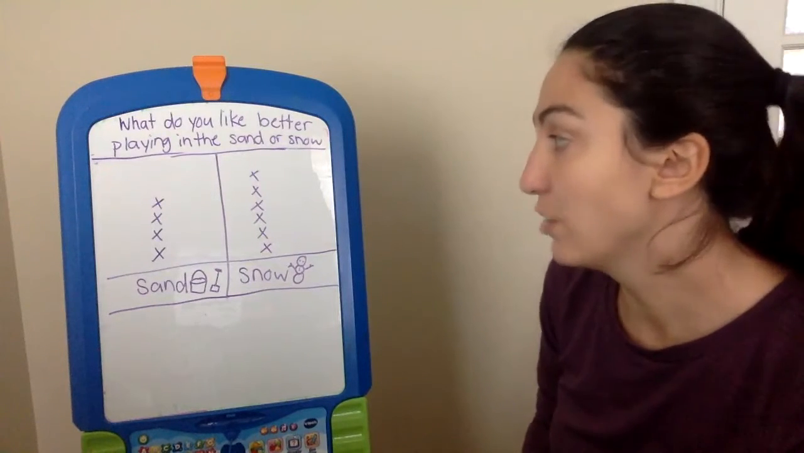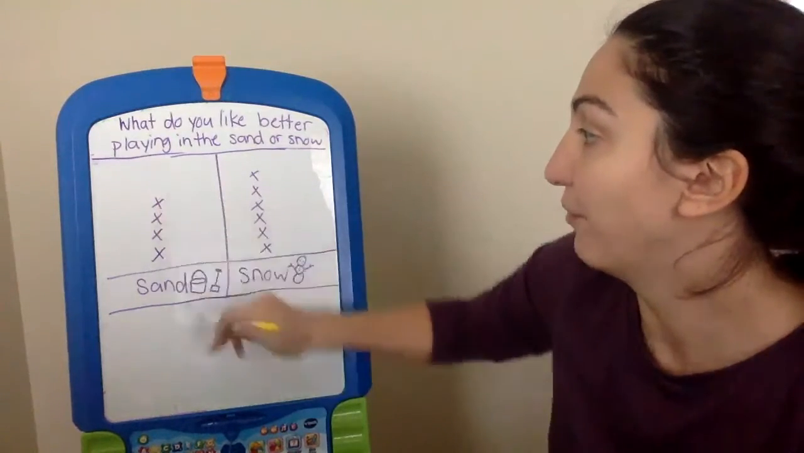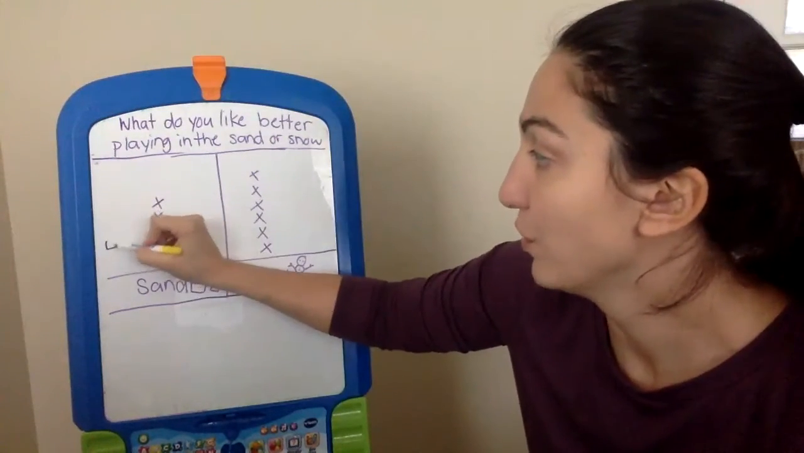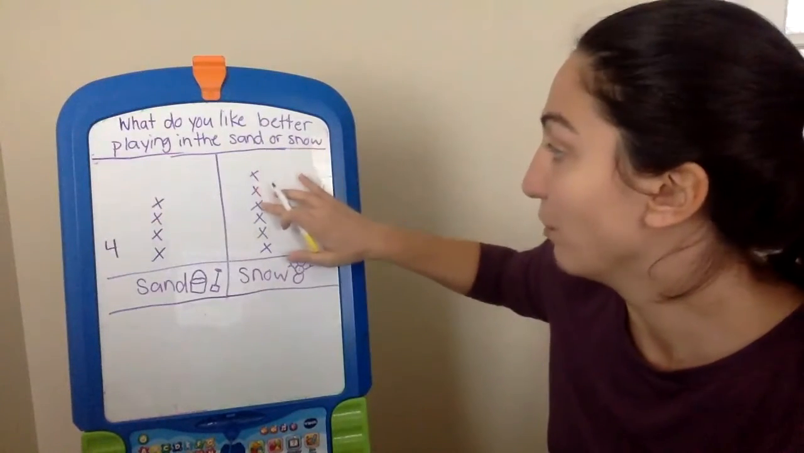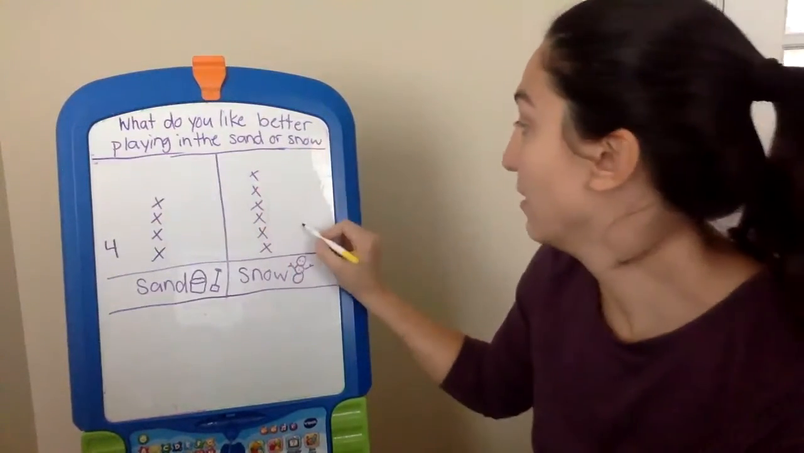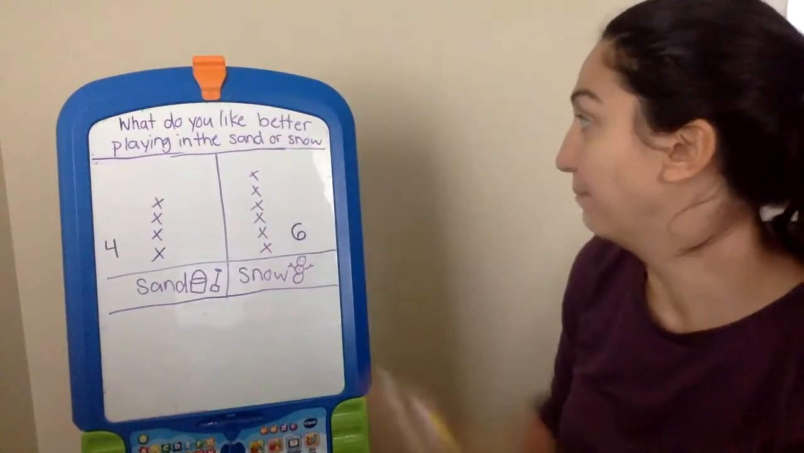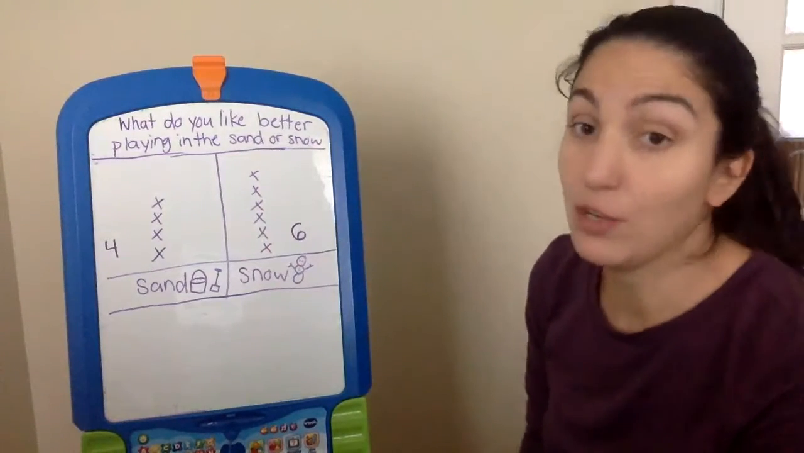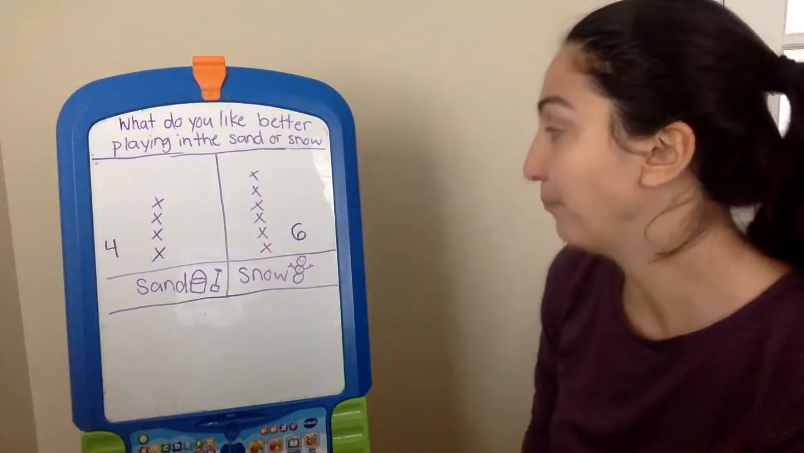Okay, so some things that you might have noticed is 1, 2, 3, 4 people chose that they preferred the sand, and 1, 2, 3, 4, 5, 6 people chose that they prefer the snow. Another thing that you might have noticed is the number of people who took the survey.